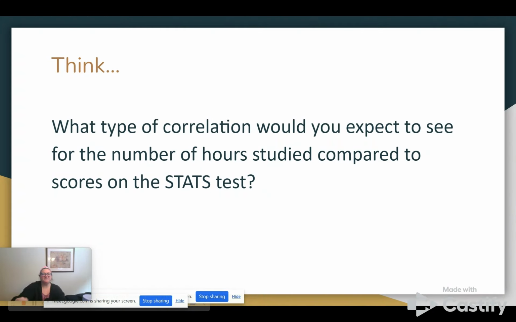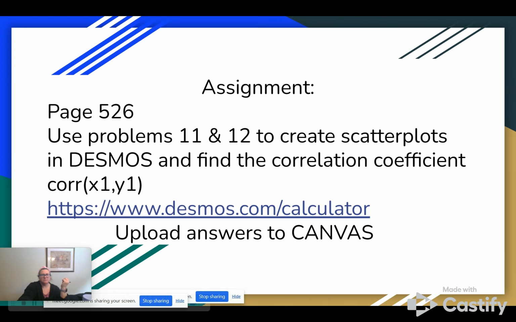All right. So, what type of correlation would you expect to see for the number of hours studied compared to the scores on the statistics test? Positive trend. The more you study, the better your score.